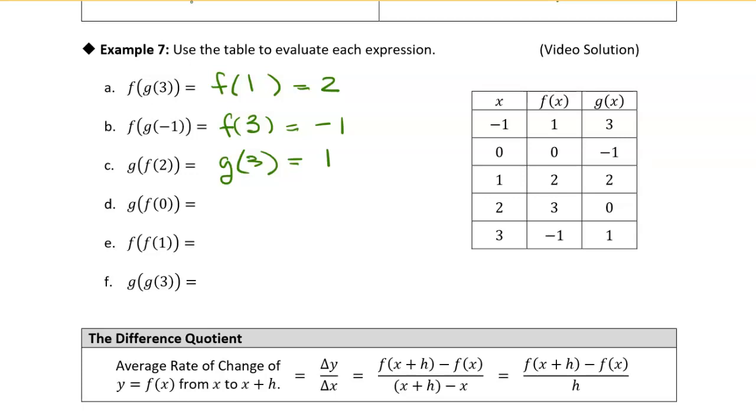Now g of f of 0. Let's first of all evaluate f of 0. When x is 0, f of x is also 0. So then I can look up g of 0, which is negative 1.